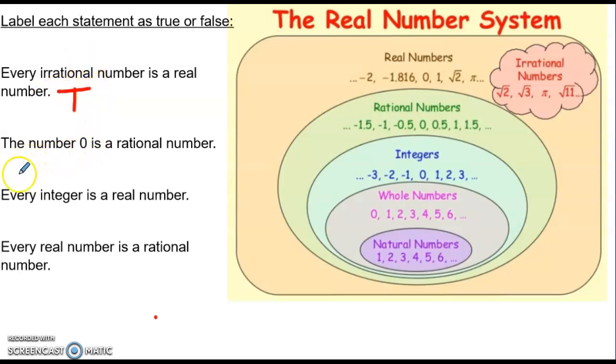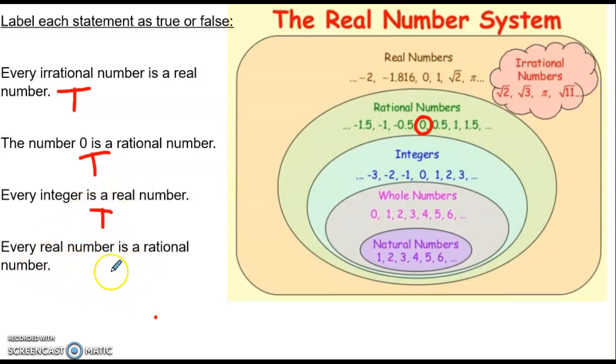The next one, the number 0 is a rational number. Well, if we look at our rational numbers, it does include the number 0, so that's also true. Every integer is a real number. Every type of number we're talking about right now is a real number. Notice real number is this giant square and everything is inside of it. So that is true. Every integer is a real number.